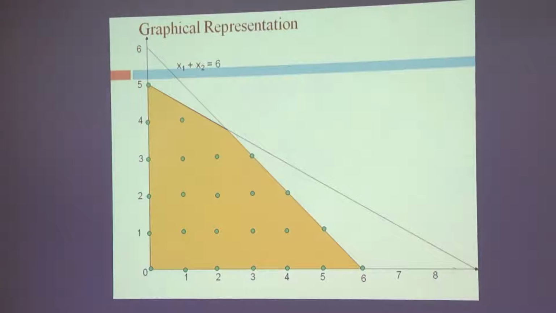So that line is x1 plus x2 is equal to 6. Because when x1 is 0, x2 takes the value 6. When x2 is 0, x1 takes the value 6. So this is the line x1 plus x2 is equal to 6.